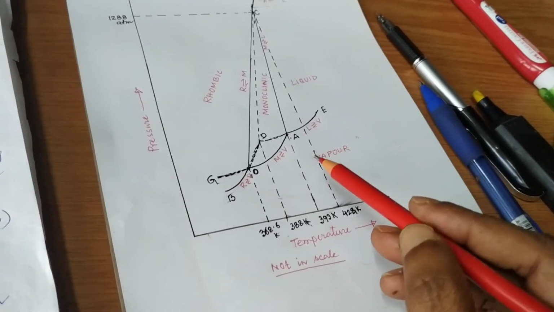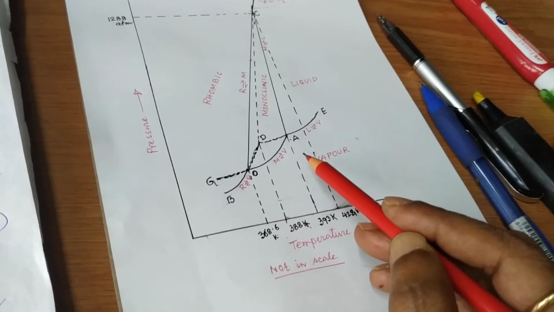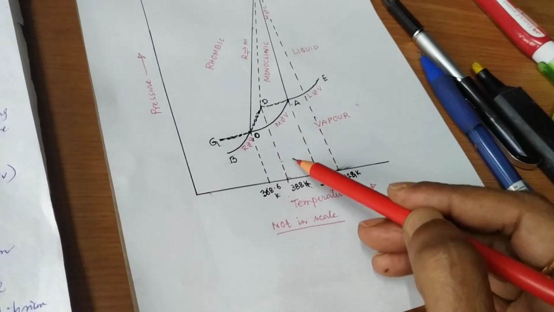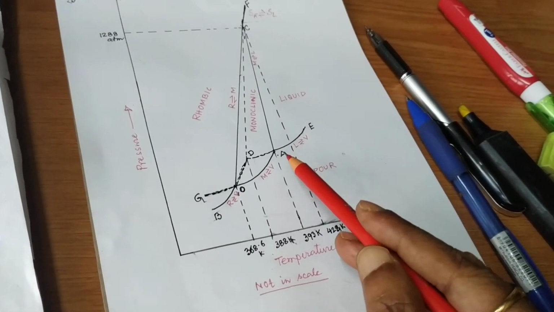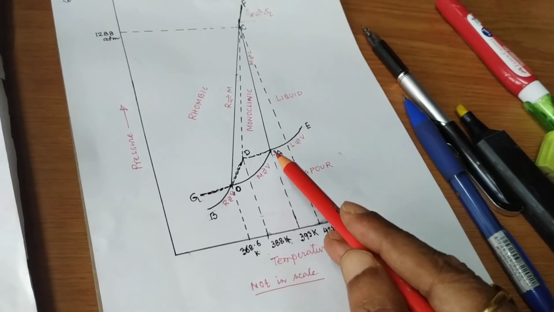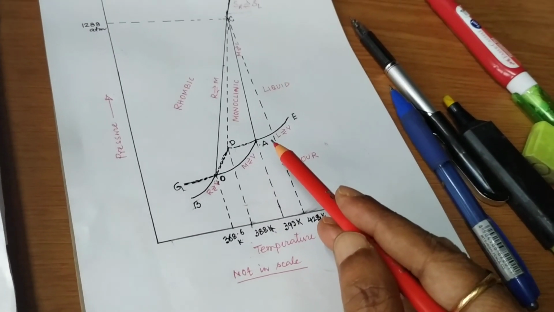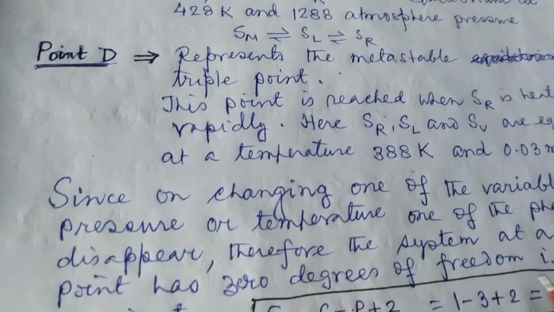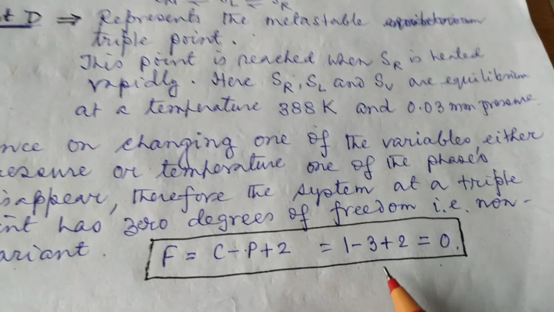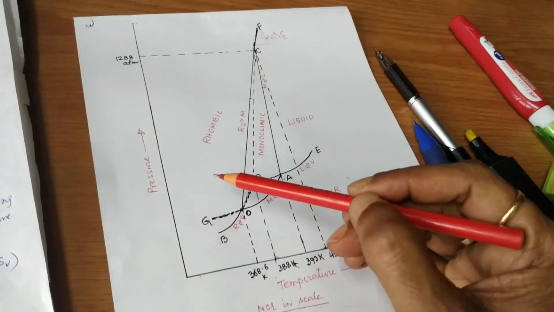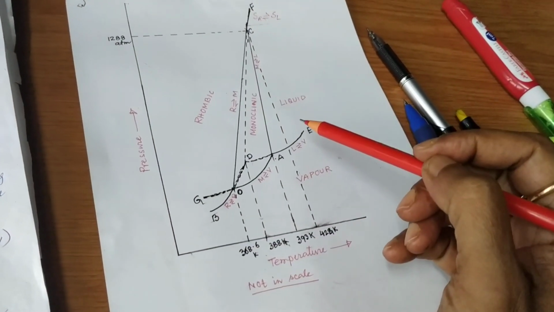Therefore, the system at a triple point has 0 degrees of freedom. That is, it is non-variant and occurs at a particular temperature and pressure. That is, F equals C minus P plus 2, equals 1 minus 3 plus 2, equals 0. So this is everything about the sulfur system.